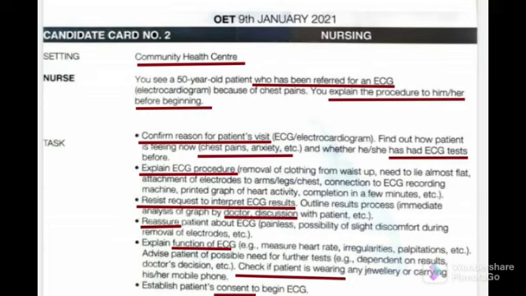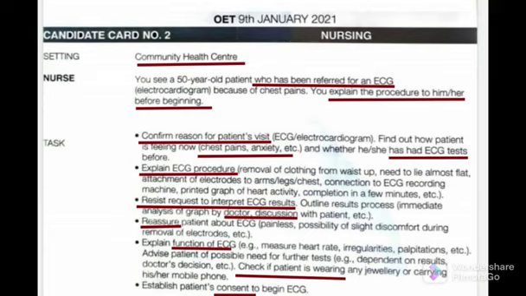What you can do is underline the main parts, the main topics. For example, confirm, you can just underline confirm reason for ECG. Then when you are doing the role play, it will be easy for you to have a quick look and explain. Then find out how the patient is feeling now, chest pains or anxiety, etc., and whether he has had an ECG test before. So you can underline find out, then chest pain and anxiety, then had ECG before. Just in that way.